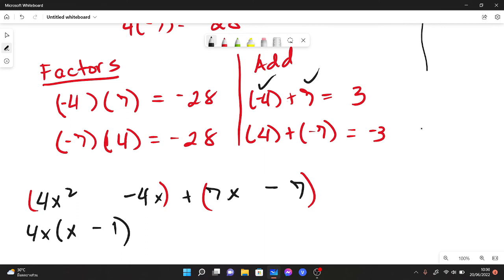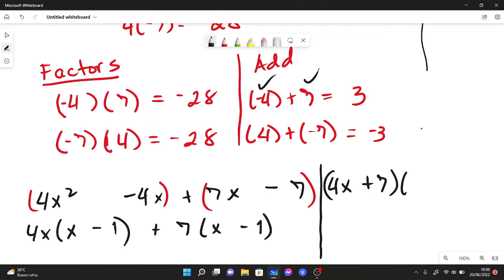Then the next one, common factor of 7x and negative 7. So we have 7 also, so plus 7, and then x minus 1, because 7 times negative 1 is negative 7. Both have x minus 1. So our final answer is 4x plus 7 times the quantity x minus 1. And that is our final answer.